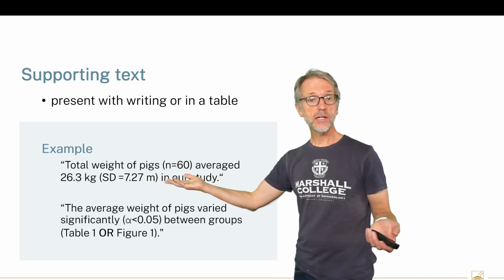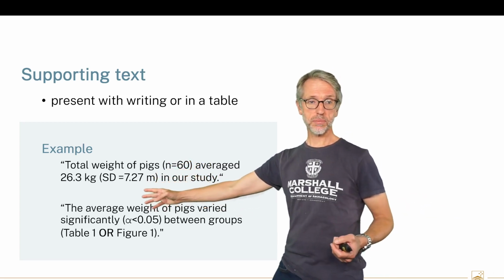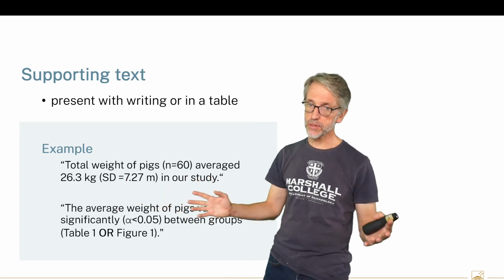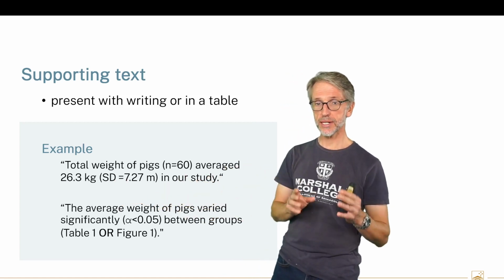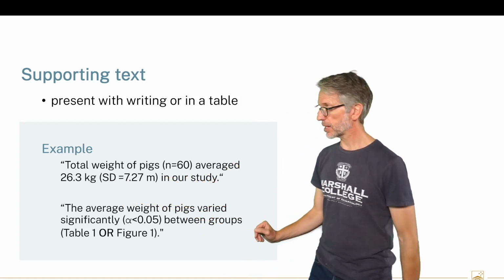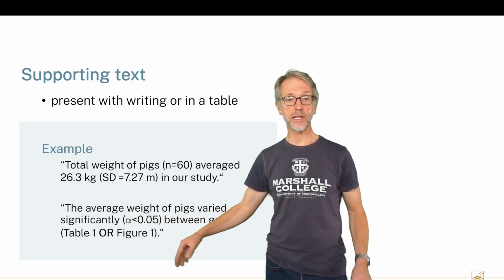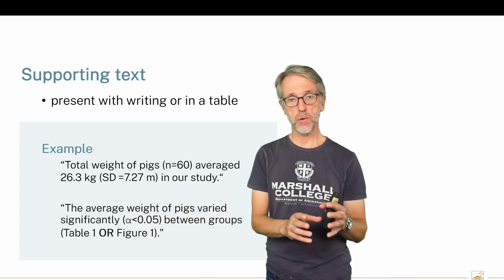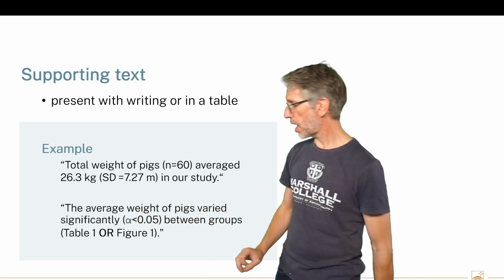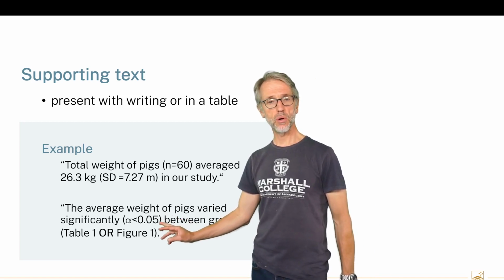How many were there? Great. Averaged to 26.3 kilograms. Standard deviation. Standard deviation, why? Because this is a description of data. Description, not inference. If we were making an inference, we might say the average weight of pigs varied significantly. The moment we use that word, remember, significantly or significance, we need to highlight what the level of significance was that we tested, always.